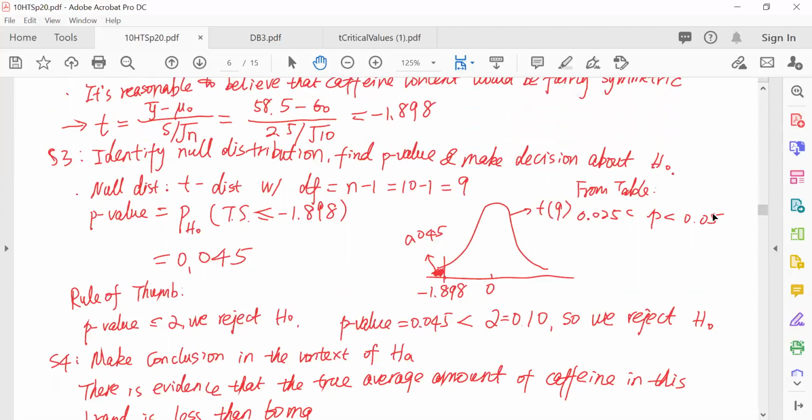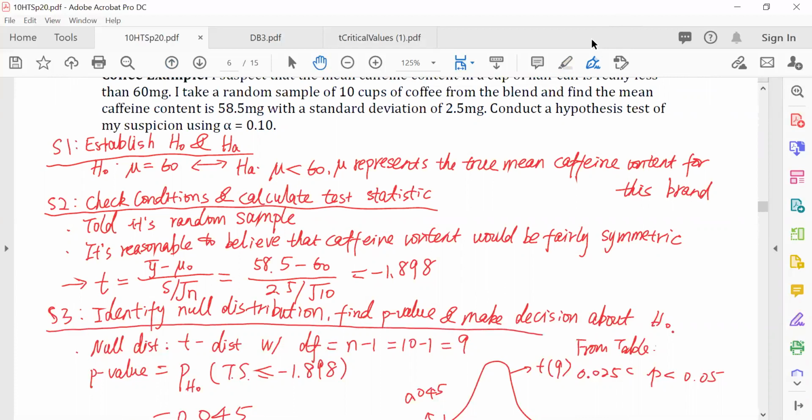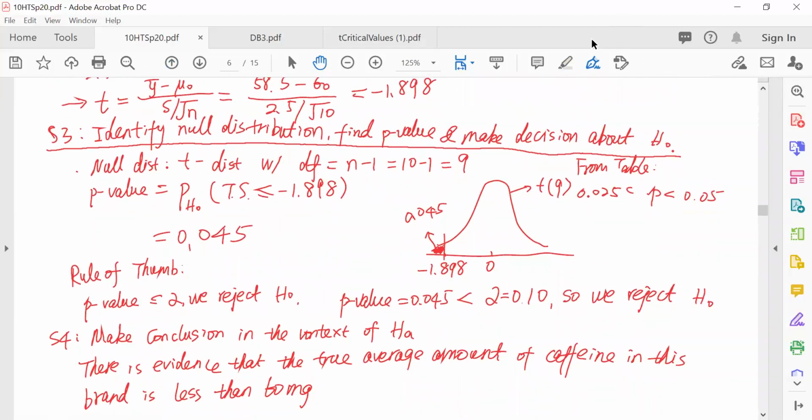It follows the 4 steps that we have talked about. So the first step is to establish H null and HA. Second step, check conditions and calculate test statistic. Third step, identify null distribution, find p-value, and make decision about H null. The last step, make conclusion in the context of HA.